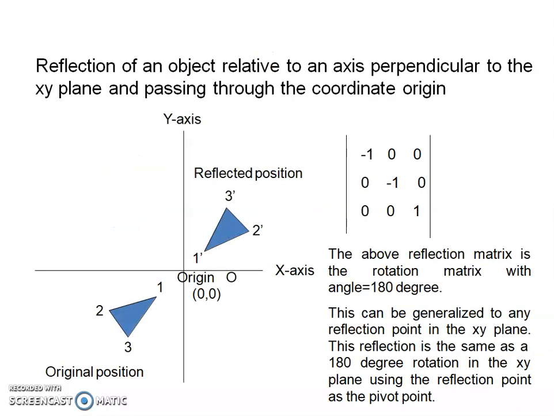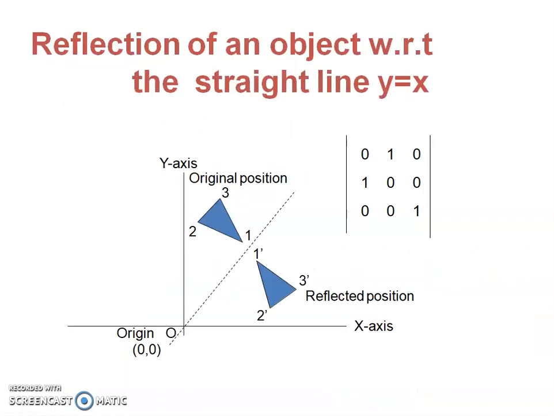And here there are four types of reflections: reflection about the x-axis, about the y-axis, about an axis perpendicular to the xy plane and passing through the origin, and the last one is reflection about the line y is equal to x. Here this one is perpendicular to the xy plane and passing through the coordinate origin. Here the transformation matrix is [-1 0 0; 0 -1 0; 0 0 1].